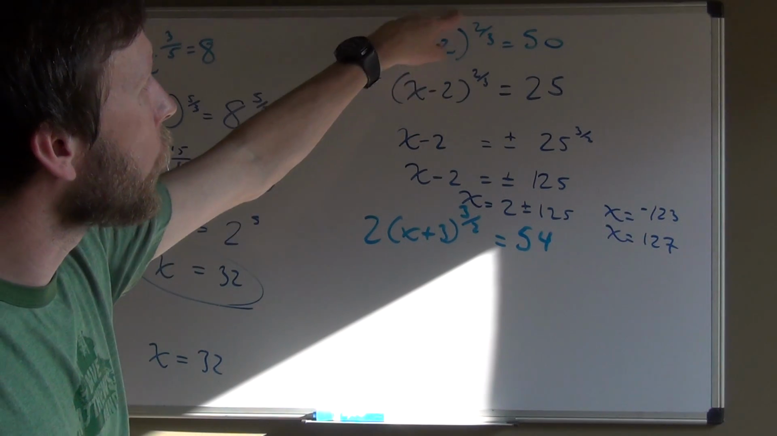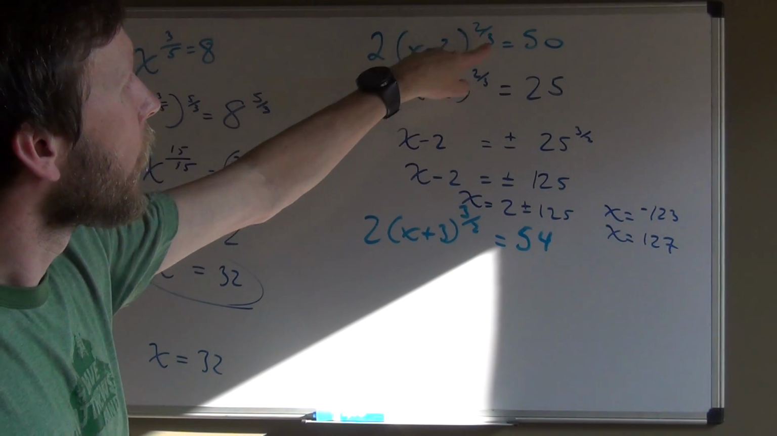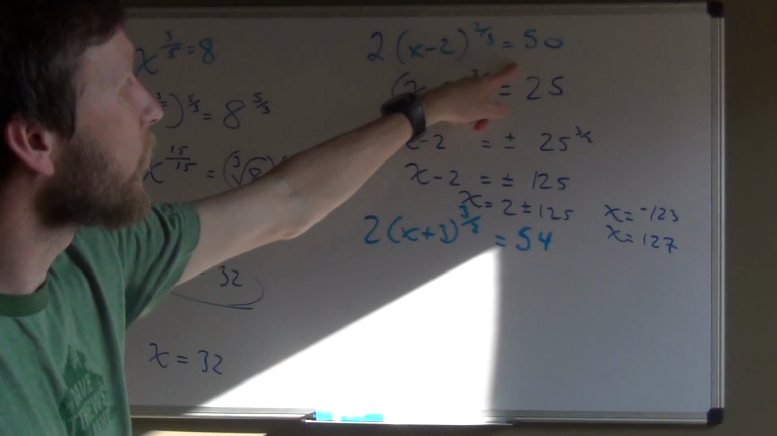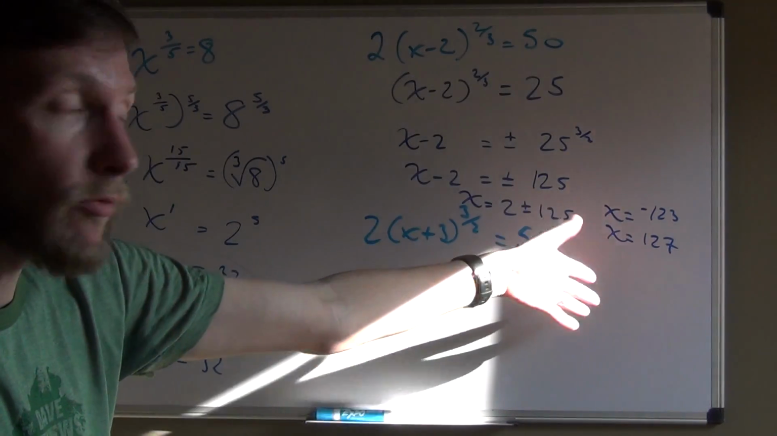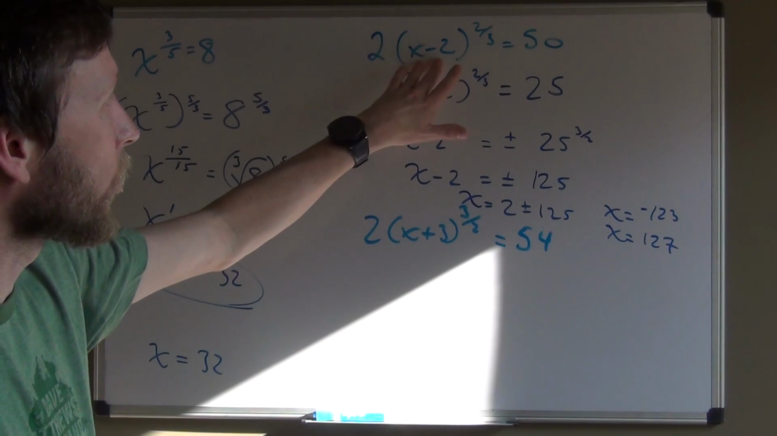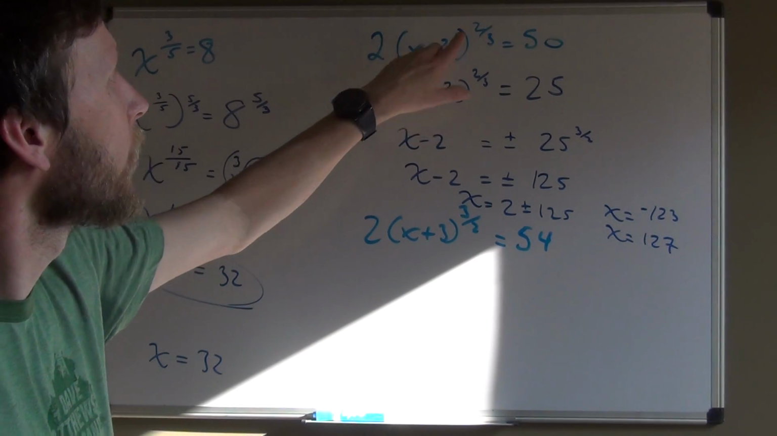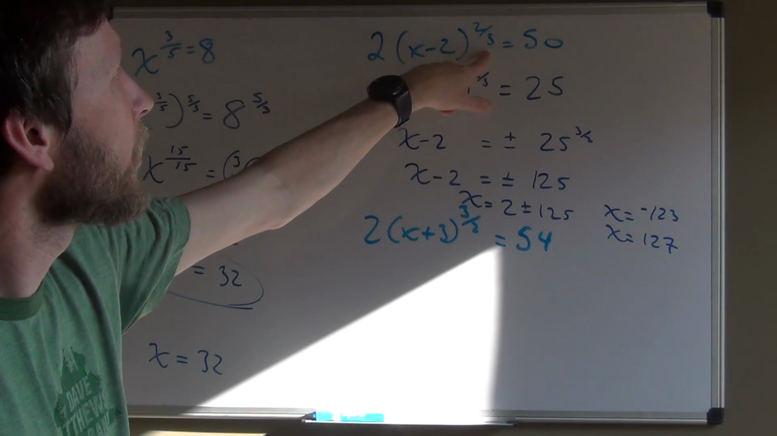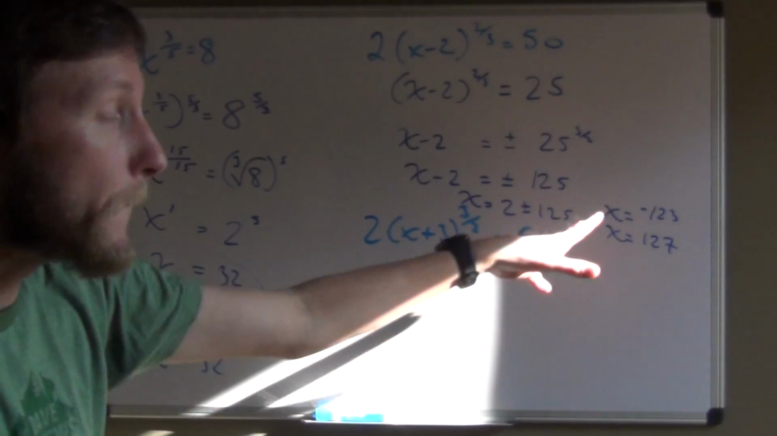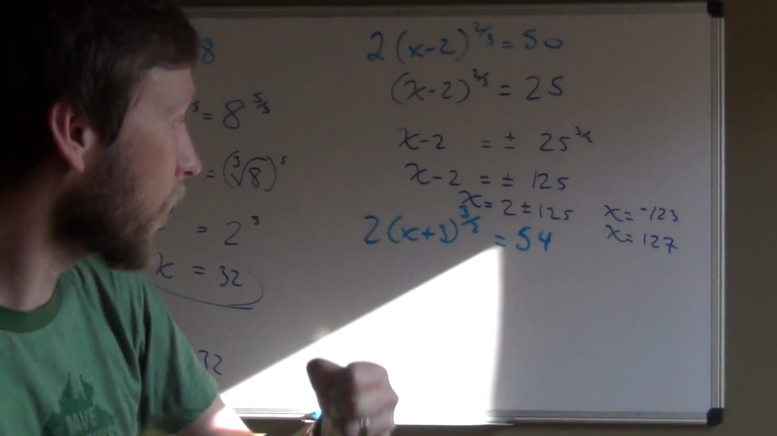When I take negative 123 minus 2, I get negative 125. When I take that to the 2/3 power, I get the cube root of 125 is 5, squared is 25, times 2 makes 50. The same thing happens with positive 127. I take positive 127 minus 2, I get 125. Take the cube root to get 5, square it to get 25, times 2 to get 50. So it works out. Both answers work. We still check our answers.